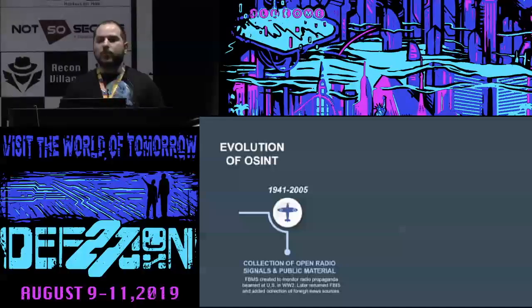where the U.S. looked for new ways to gather intelligence. One way to do this was they started up a branch of the FCC called the Foreign Broadcast Monitoring Service. What they were tasked with doing was monitoring public radio waves that were beamed at the U.S. for any propaganda material that their enemy combatants were trying to spread to their country. That was really the first use of OSINT seen out there.